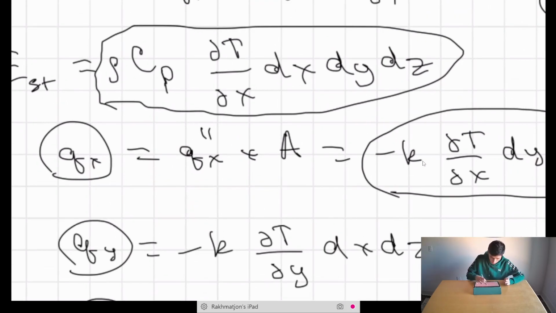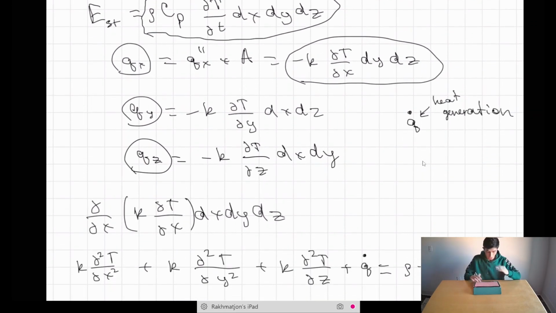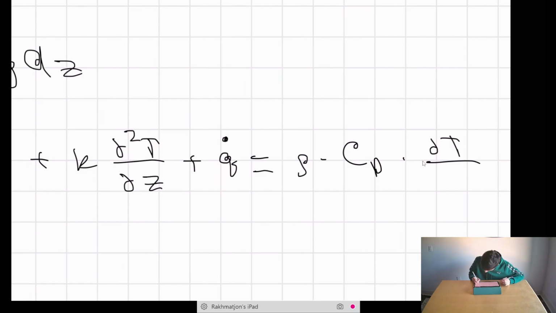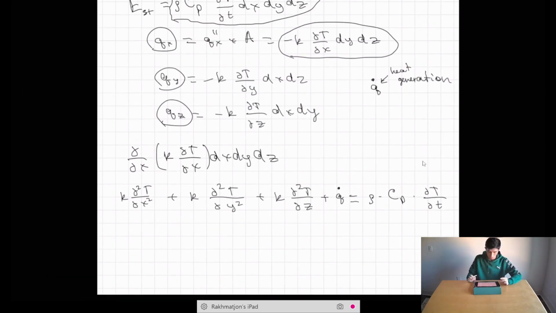Oh, I just noticed that I made a slight mistake. This was a small change in temperature with respect to time. So I'm going to have to write that. Okay.